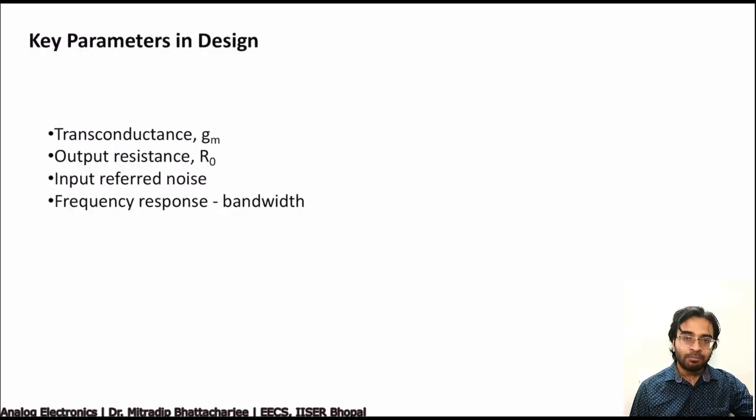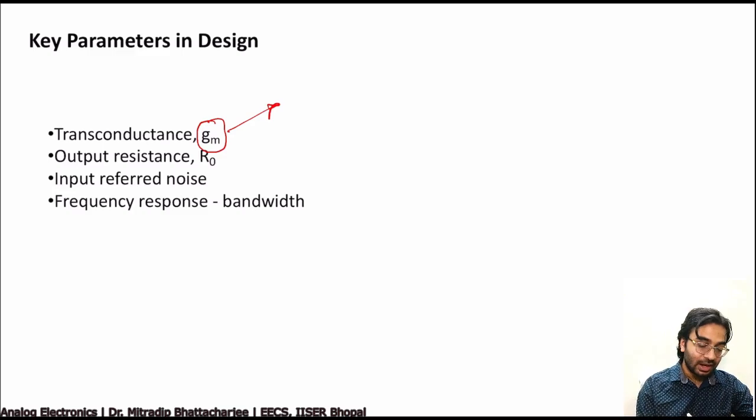And there are a few key parameters for the design. One of the most important parameters is transconductance, GM. We will discuss all these things in the coming classes. I am just introducing all the terms, all the different aspects of the analog circuit. So what is transconductance? It is output current by input voltage. Right? So transconductance is a very important parameter that we have to consider.